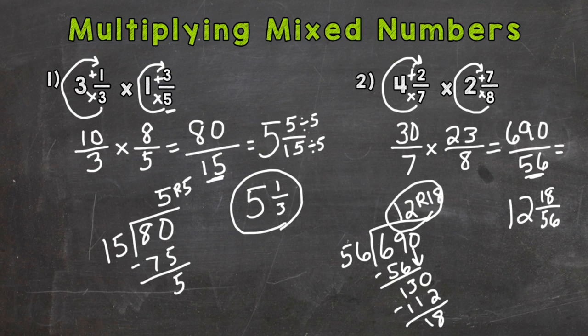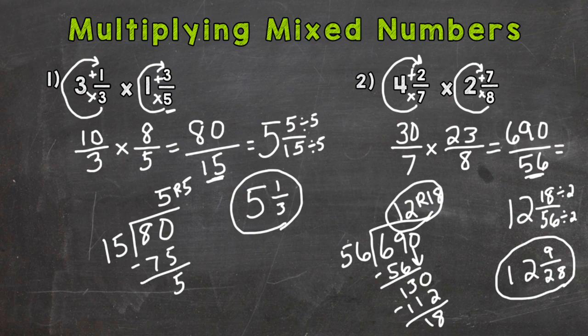Now, always check to see if your fractional portion of the mixed number can be simplified to lowest terms. And we have an 18 and a 56, and they're both even, and so they can both be broken down by 2, and that happens to be their greatest common factor, so it's just going to be one step here. So divide both by 2, and I'll have to go underneath again. 18 divided by 2 is 9. 56 divided by 2 is 28, and that's the simplified version. So the answer to number 2 is 12 and 9/28.